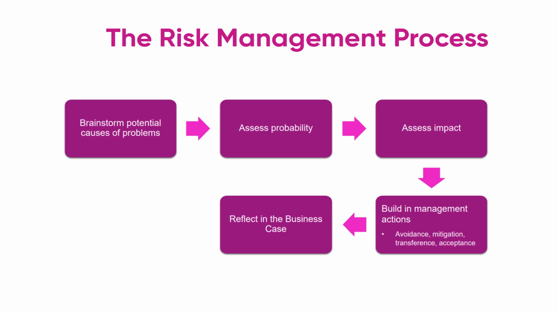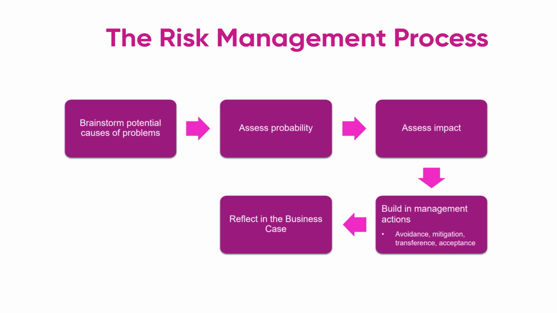Assess probability. Now that we have a list, we rank these risks. Is it a 50-50 chance, or more like a lightning strike level of likelihood? Assess impact then. Think about the fallout. If the risk happens, what will it cost? Is it just a day's delay, or are we talking about losing clients? Management actions, avoidance?